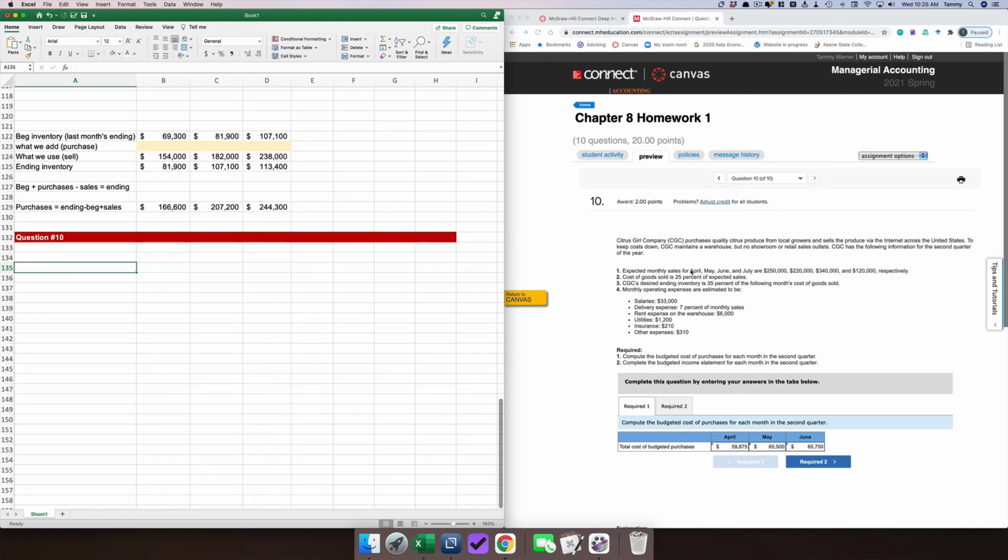So we have sales, 4 months of sales. We have cost of goods sold at 25%. We need to have, just like before, 35% of the following month's cost of goods sold. And here's all our operating expenses per month. These are our fixed expenses. Well, they're not all fixed. One of them is variable. So let's go ahead and figure out our purchases first.